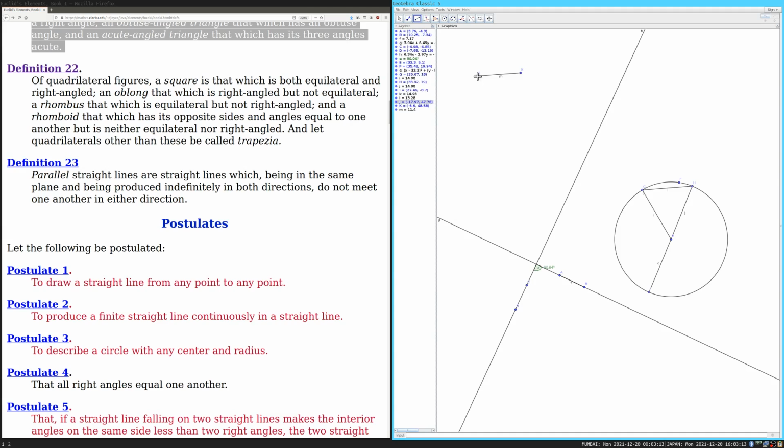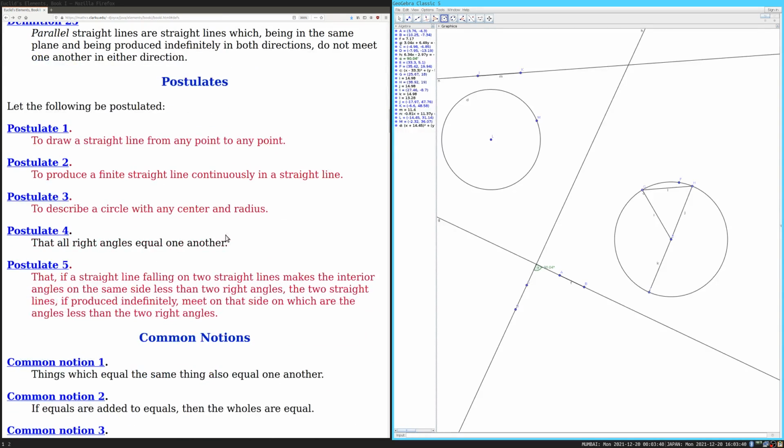If we have a straight line, we can extend it, it seems like. So I think what I'll do is, in those cases, do this. To describe a circle with any center and radius. Okay, we can do that in GeoGebra. Great. All right angles are equal to one another.